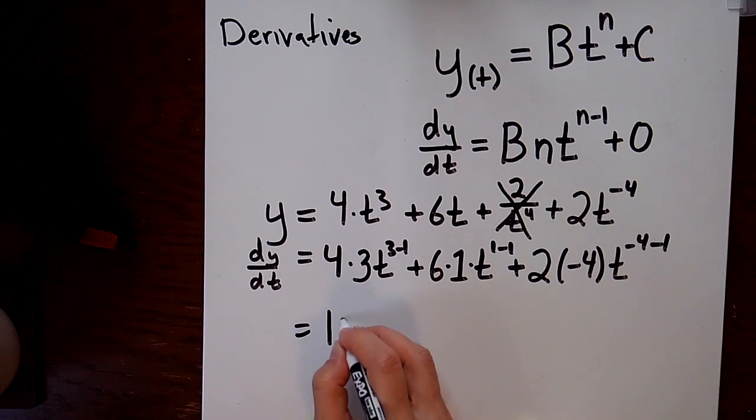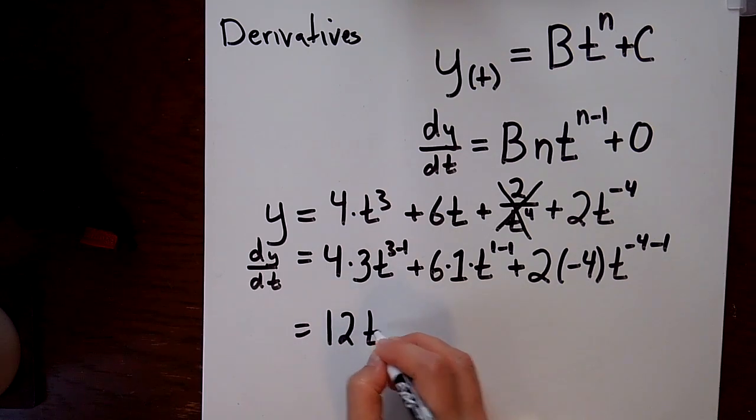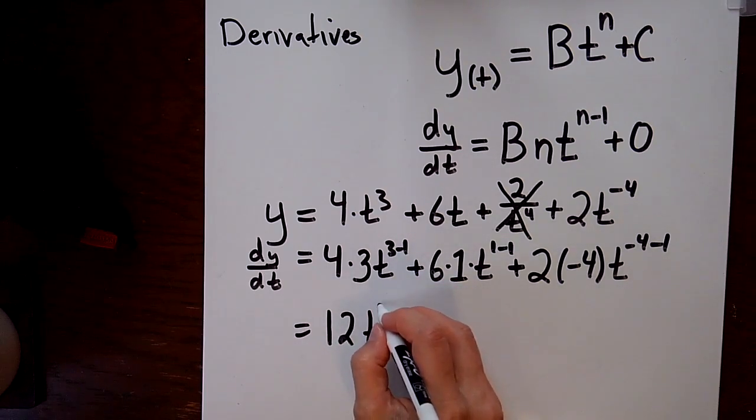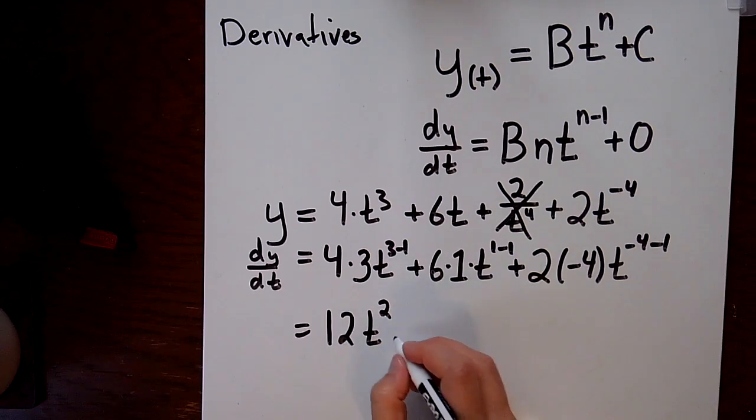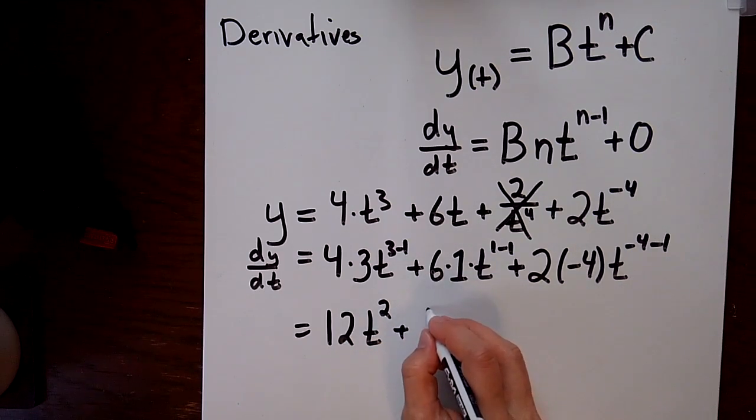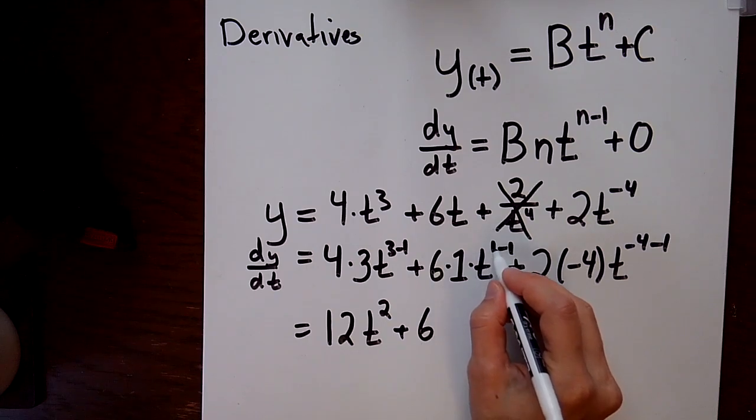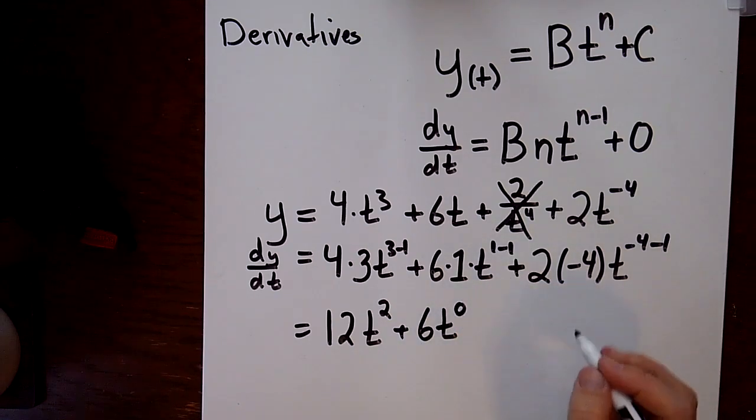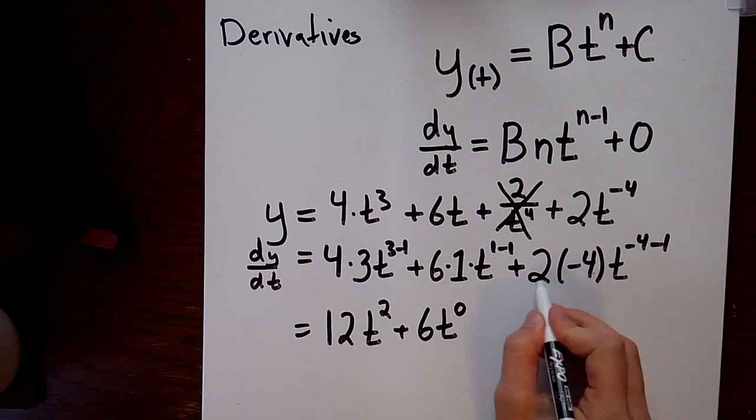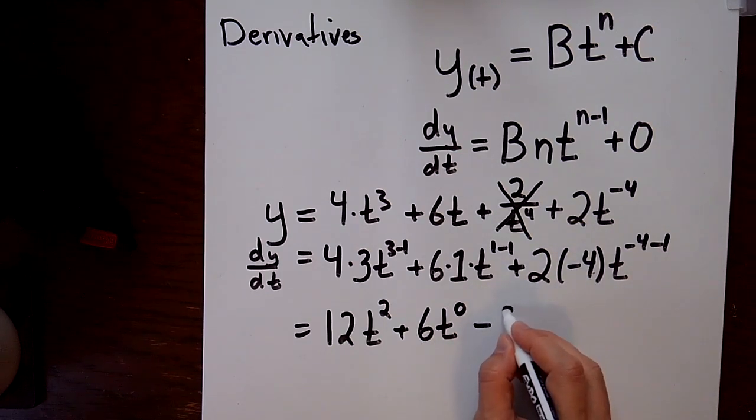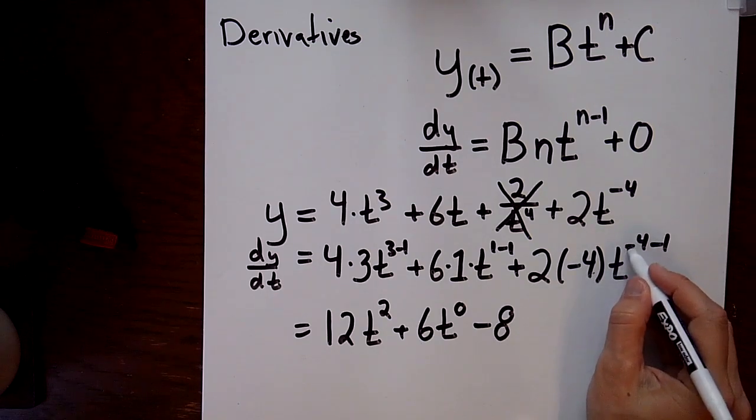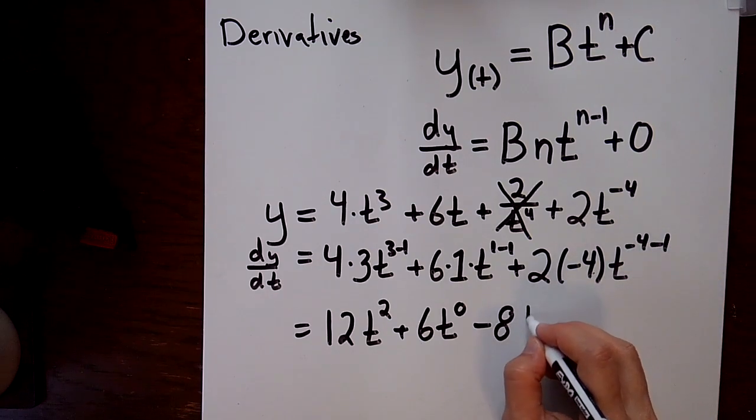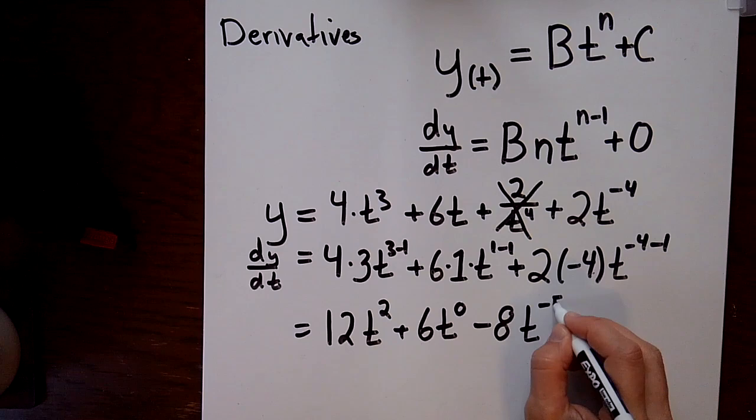Now we're ready to simplify this. 4 times 3, that's 12. T to the 3 minus 1, so that's t to the second power. 6 times 1, that's 6. T to the 1 minus 1, that's t to the 0th power. 2 times negative 4, that's negative 8. And then t to the negative 4 minus 1, that's t to the negative 5th.